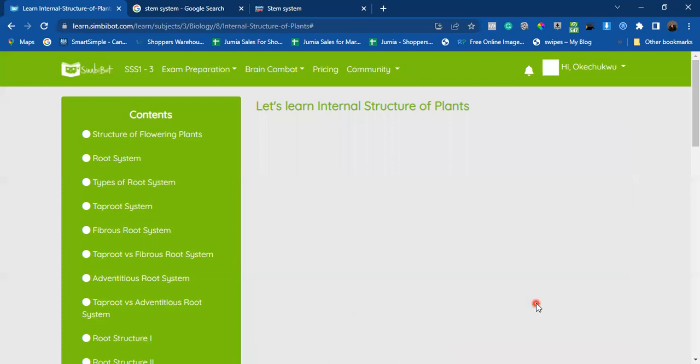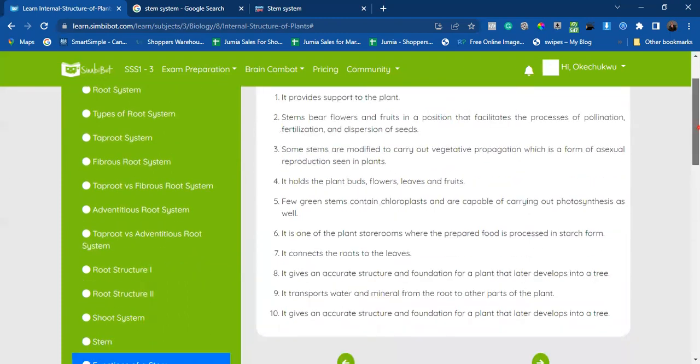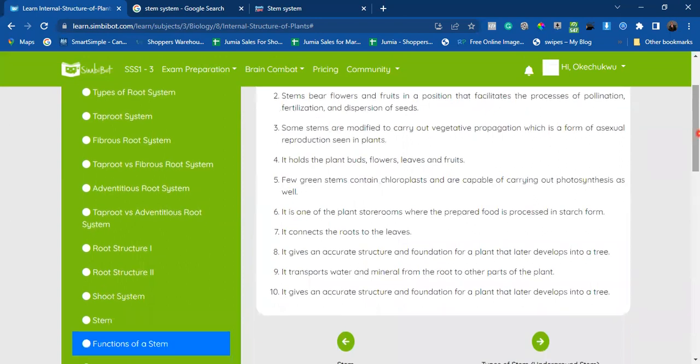All right. So what are the functions of a stem? We mentioned they provide support. They are the reproductive part. They bear the flower and the fruits. They can carry out vegetative propagation.